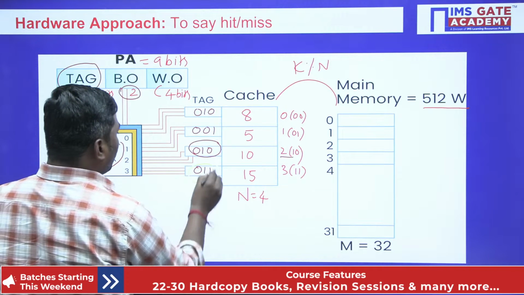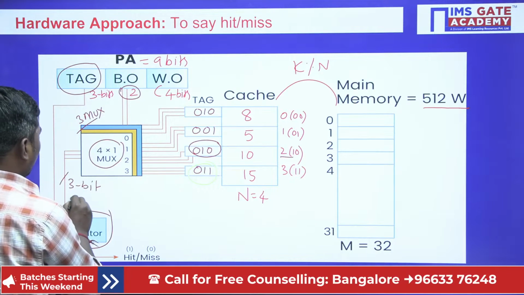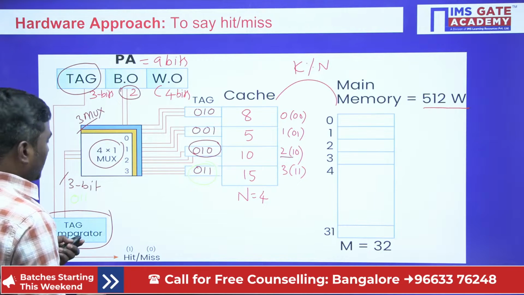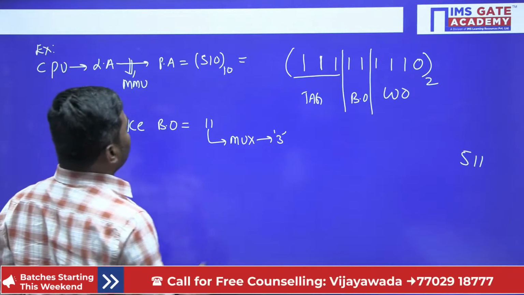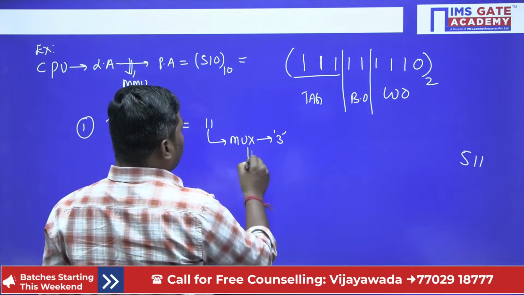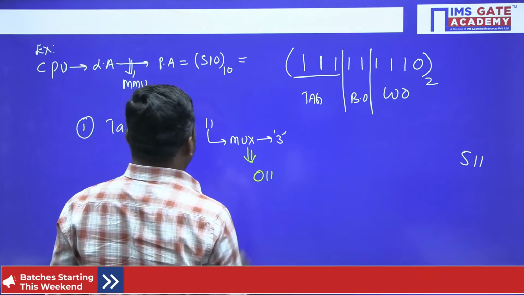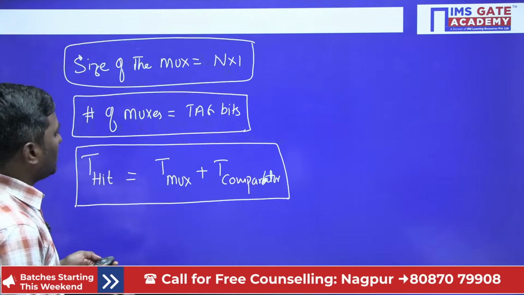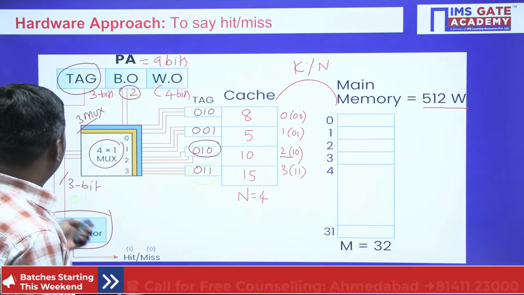So this tag bits will come out here. So 0 1 1 will come. So what is the second step I said? Now this multiplexer is given 0 1 1, because 0 1 1 was given. Then what is next? So 0 1 1 came.